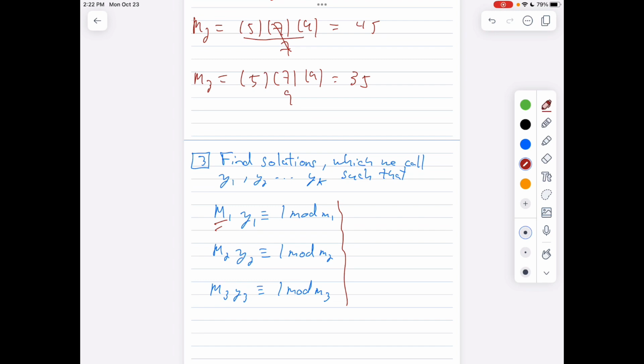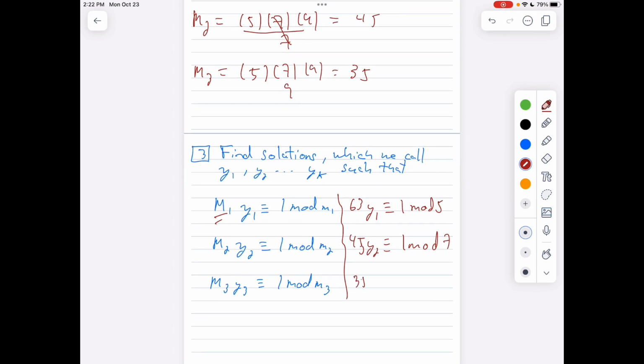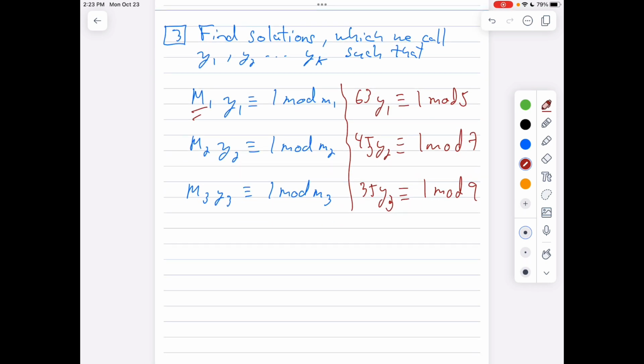So the equations look something like this. Capital M1 is 63, times y1 is congruent to 1 mod 5. Next is M2, which is 45, times y2 is congruent to 1 mod 7. And last but not least, 35 times y3 is congruent to 1 mod 9. And what you're trying to do is solve all these equations, okay? And there is a solution, because if you look at the numbers such as 63 and 5, 45 and 7, 35 and 9, those are all relatively prime numbers.